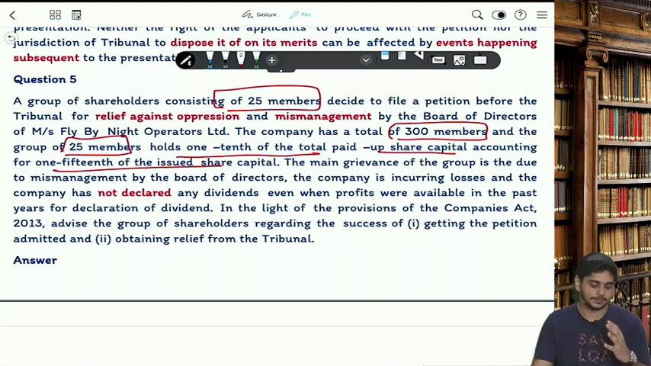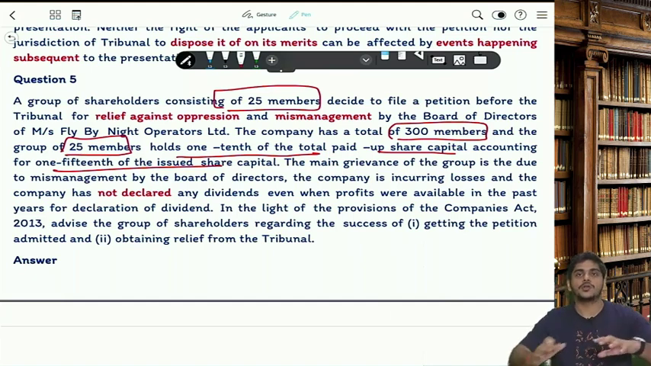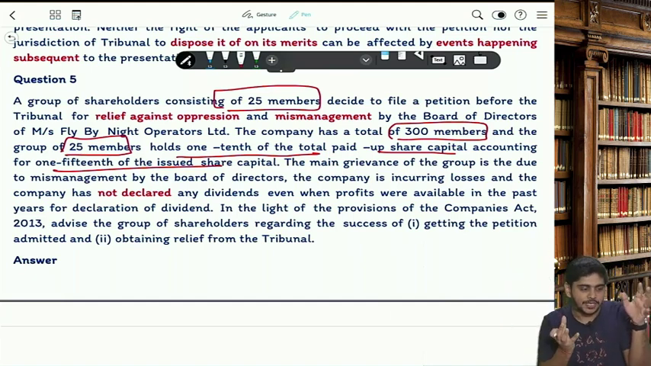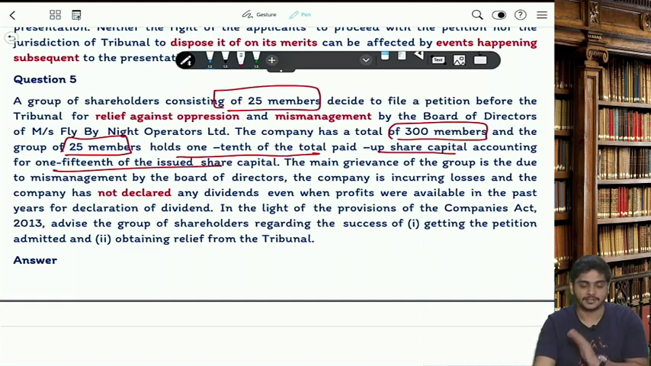Oh, what a line it is. The company has a total of 300 members and the group of 25 members hold 1/10 of the total paid up capital, which is accounting for 1/15 of the issued share capital. 1/10, 1/15, keep that in mind, okay? The main grievance of the group is that due to mismanagement by the board, the company is incurring losses, and the company has not declared any dividends even when the profits were available. The same example I had told while explaining the chapter.